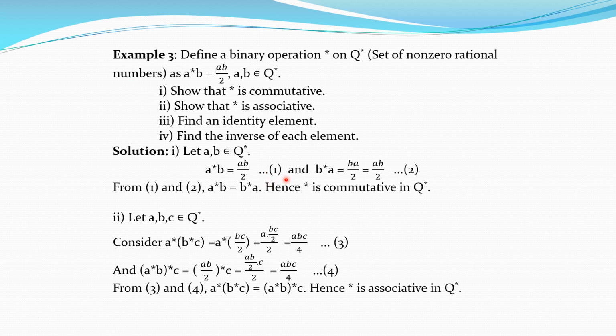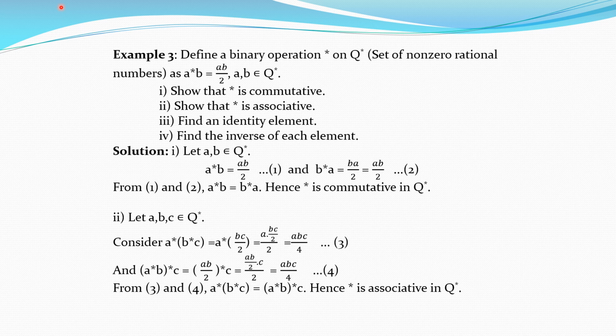But in rational numbers, multiplication is commutative. So BA can be written as AB. So it is AB divided by 2. Now see, RHS are equal, so their LHS are also equal. Hence A star B is equal to B star A. It means star is commutative in Q star.